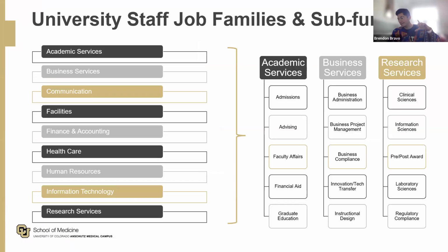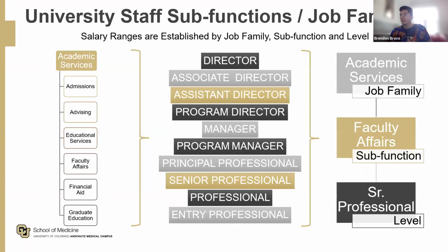What the job family is, it's a group of jobs that involve similar work and require similar training, skills and expertise. And then we use that job family to narrow it down to what we call a subfunction. So if you look at academic services, we have admissions, advising, faculty affairs, financial aid, graduate education, and that subfunction helps further break down that job family into smaller groups, and that helps us better differentiate specific roles to build that range. And then once we get those two differentiated, we then have the level.